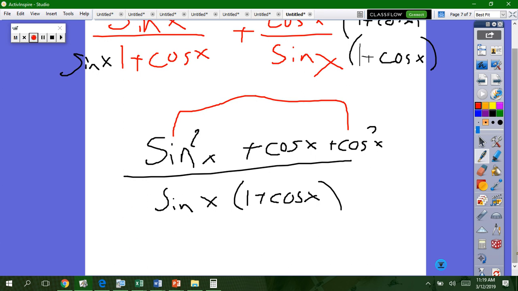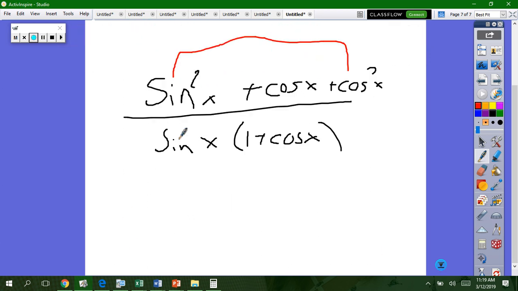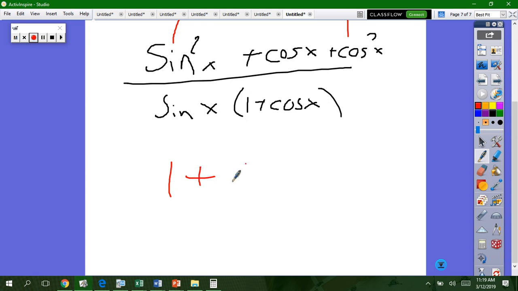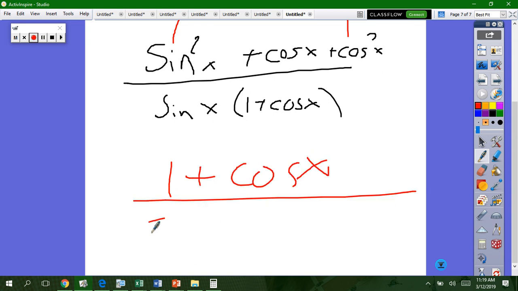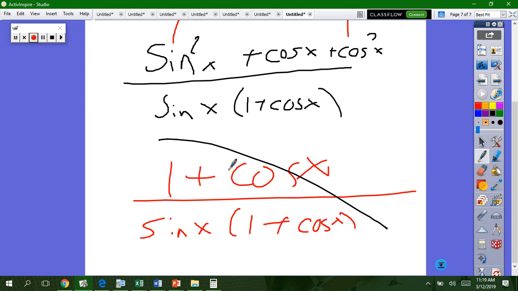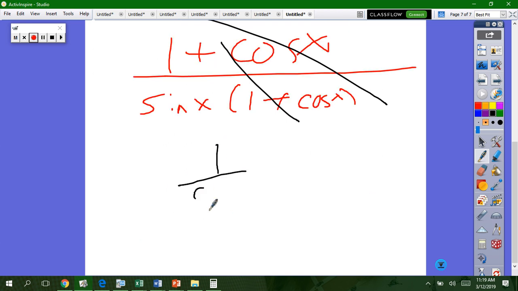So isn't that equal to 1 plus cosine over sine of 1 plus cosine? What do the top and the bottom have in common? 1 plus cosine, so I can get rid of that. So we're left with 1 over sine, which is cosecant.